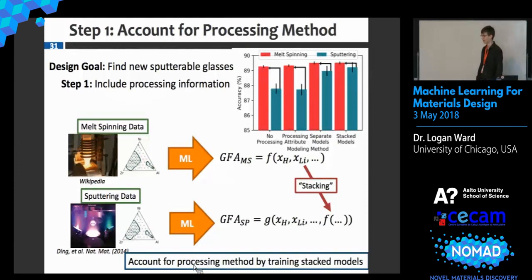To do so, we started by taking the machine learning model based on melt spinning data, which I described earlier in the talk, and then use this machine learning model as an input into a model based on sputtering data. This stacking approach allows us to identify in which alloys a melt spinning technique would actually yield similar results to sputtering. And we found, and this is the results from a cross-validation test, that by incorporating the melt spinning data in our machine learning model this way, we could achieve better accuracy than we could by modeling these two techniques separately.